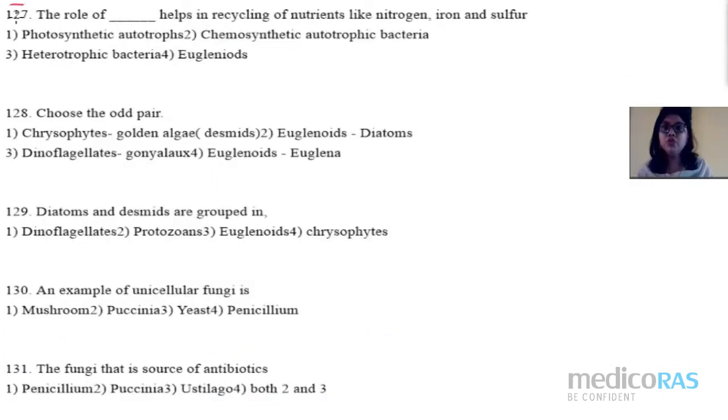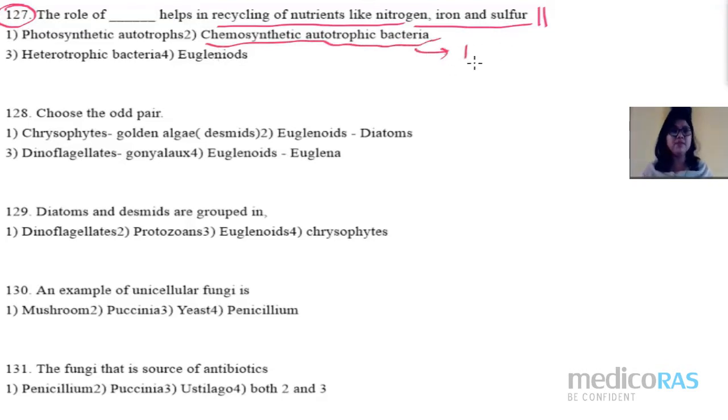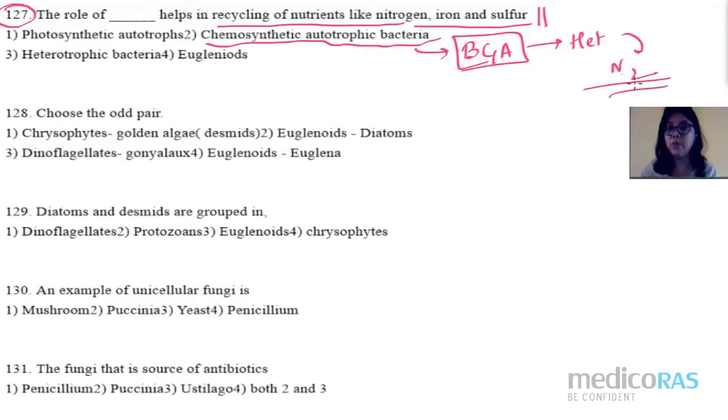So now come to question number 127, and they are asking that recycling of nutrients like nitrogen, iron and sulfur can be done by what? In that, cyanobacteria, that blue-green algae only, you can see this answer, right? Nitrogen, iron, sulfur, phosphorus, all these nutrients are actually recycled by chemosynthetic autotrophic bacteria, and the best example here we know is the blue-green algae. As they have heterocysts, they can go for nitrogen fixation as well. So option 2 is the correct answer, right?